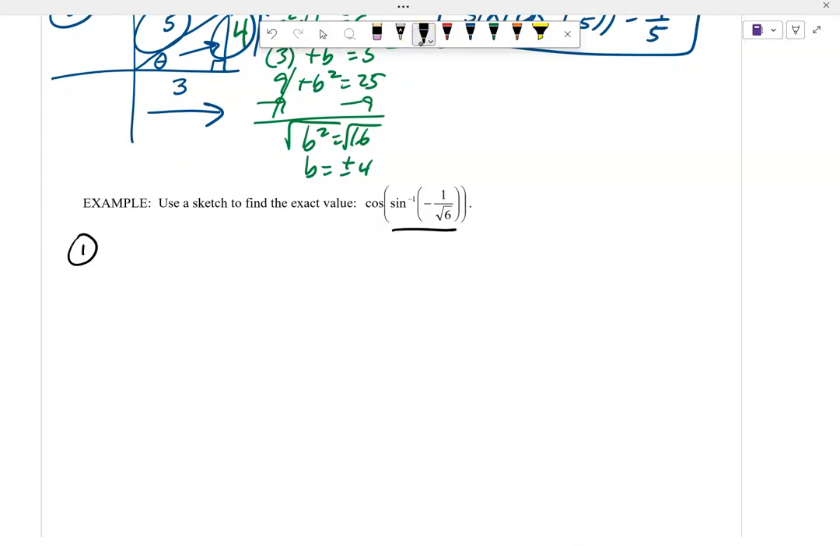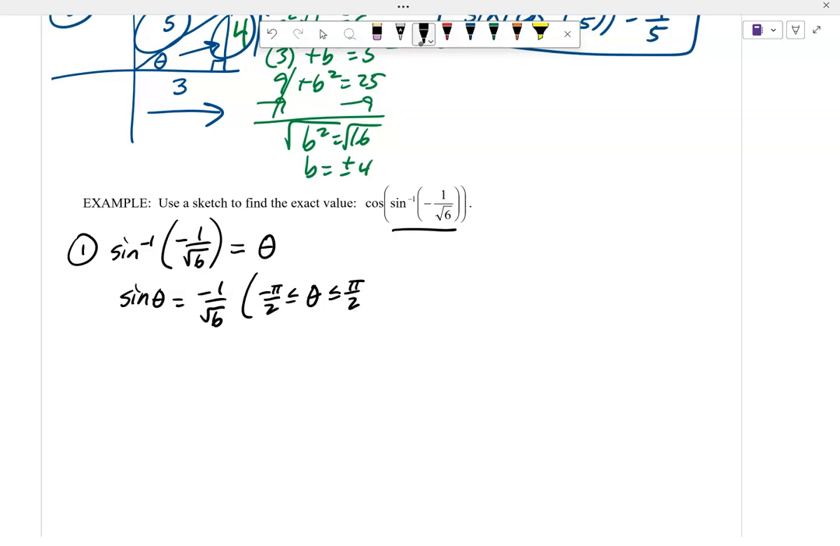So number 1, let's go to the side and figure out if we can draw this. The arc sine of -1 over root 6. I'm going to set it equal to theta. That means the sine of theta is -1 over root 6. And remember, we cut off our sine between pi halves and negative pi halves.